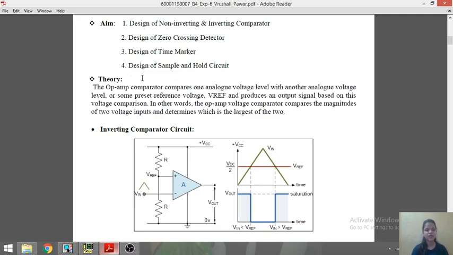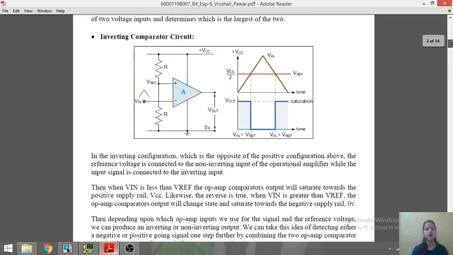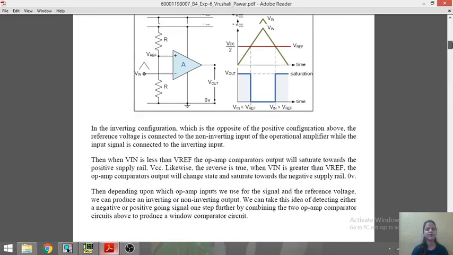So the theory for that is the op-amp comparator compares one voltage level with another analog voltage level or some preset reference voltage, and produces an output signal based on the voltage comparison. In other words, the op-amp voltage comparator compares the magnitude of the two voltage inputs and determines which is the largest of the two. So here is the inverting comparator circuit.